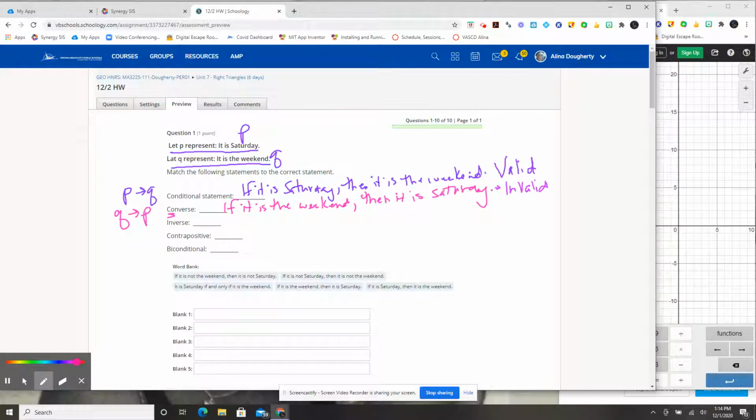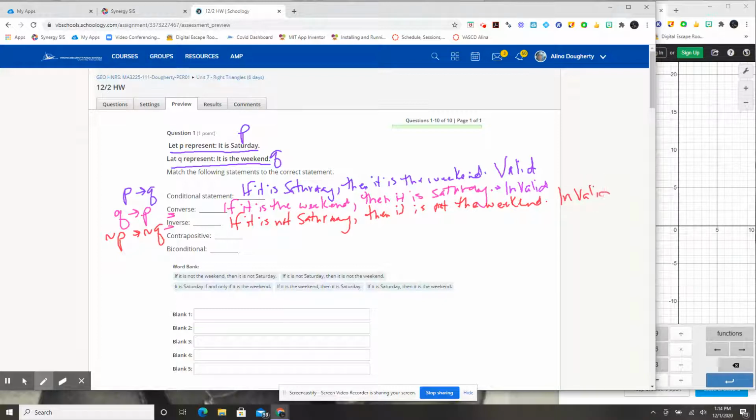And then I've got inverse. Inverse is insert not. So that's going to be back to our not P and not Q. So if it is not Saturday, then it is not the weekend. This is another invalid pattern, right? We cannot just negate things and assume they're going to be the same.